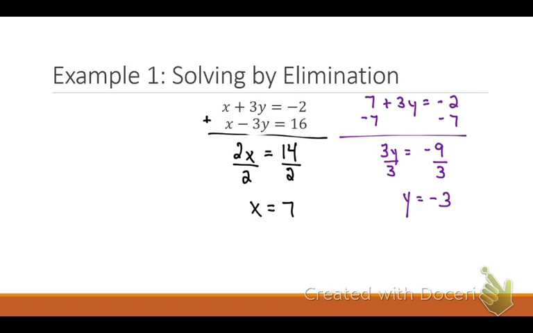All right, so I still have not written my solution. Now, I solved for both of them. This happened a few times earlier this year when I taught this in pre-algebra. They would just leave their answer like this. What is the answer, though? 7 and negative 3. You must write it as an ordered pair.